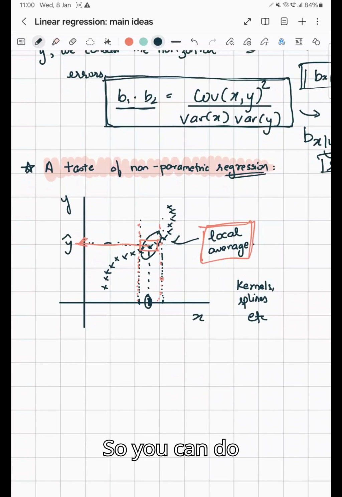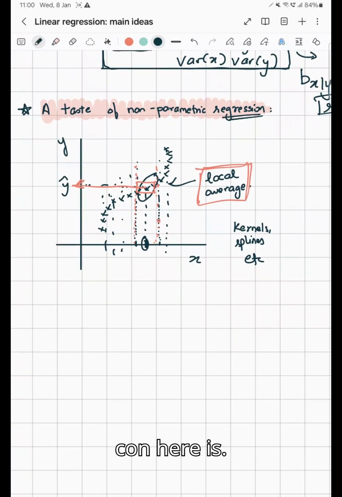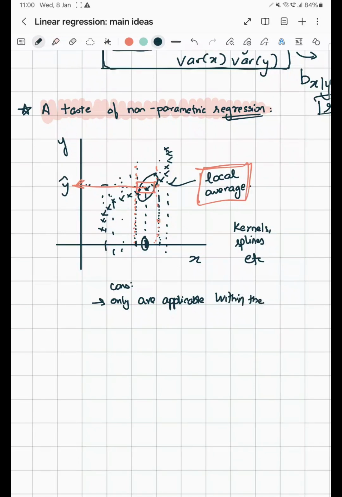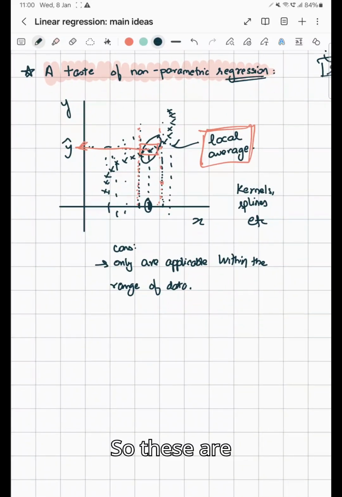So you can do this for here, you can measure x for here, you can dissect the data points into very small sections, which can be estimated linearly with a fair amount of accuracy. So these are called local averaging methods, and obviously the con here is they are only applicable within the range of data. So these are not very good for extrapolating further.